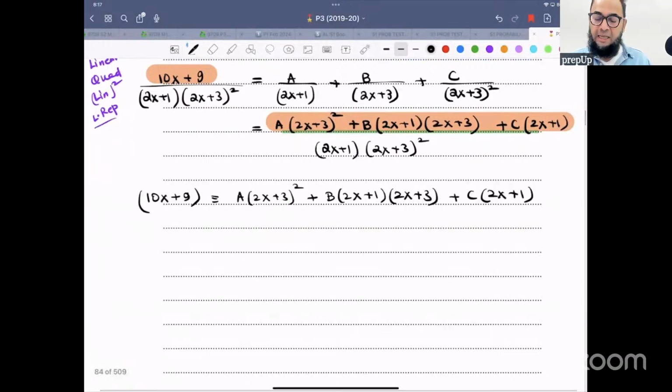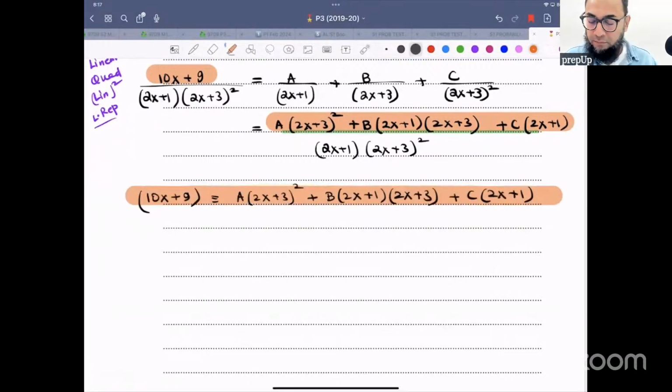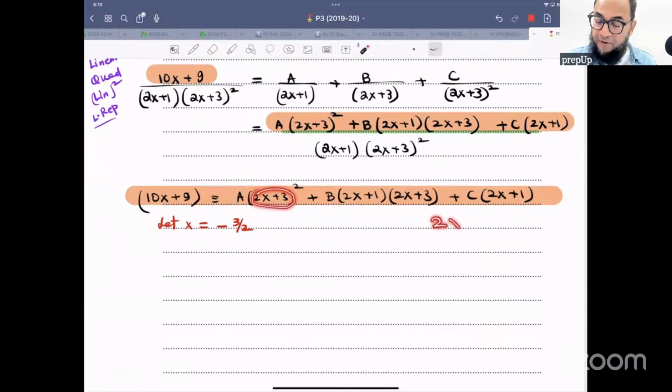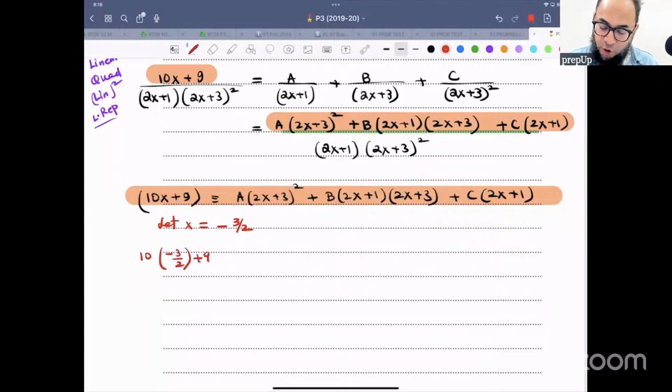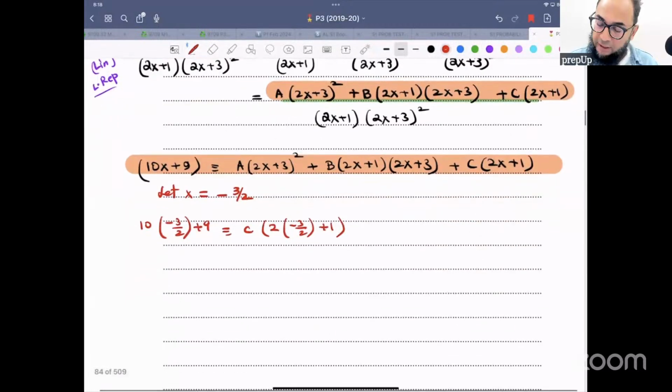Now what we will do is, first thing, let x equal negative 3 over 2. Now how do I get this value? A lot of people ask this question. If I equate this bracket, 2x plus 3, equal to 0, x is negative 3 over 2. So this will disappear, this will disappear. Therefore 10 into negative 3 over 2 plus 9 is identical to c times 2 into negative 3 over 2 plus 1. So now let me do the working.